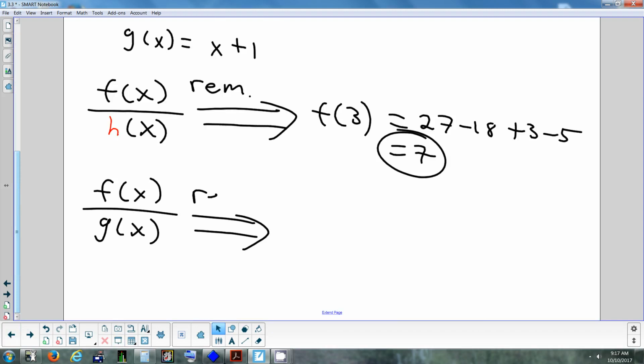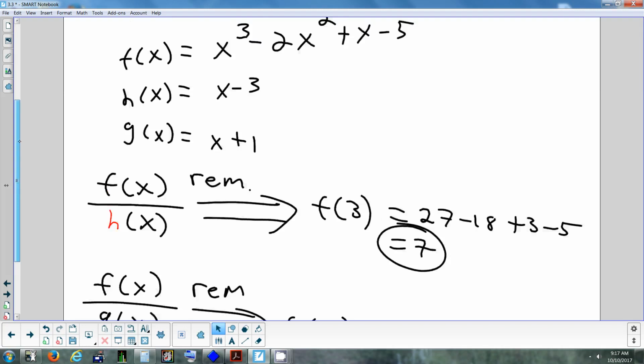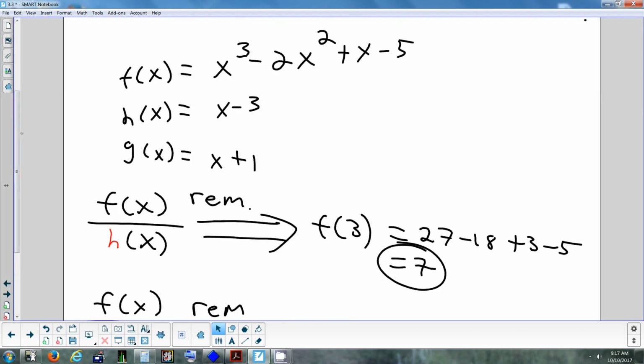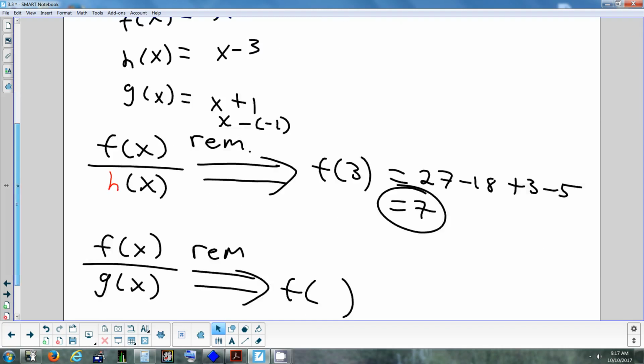And again, we're just going to find the remainder. So, what would I plug into my numerator to find the remainder with f of x divided by g of x? Megan? Would it be negative 1? Yes, you've got to think of g of x like this. Okay? It's the number after the minus sign. Okay, so it's very important we get that right. So now you're going to plug negative 1 into f of x, and that'll tell you the remainder.